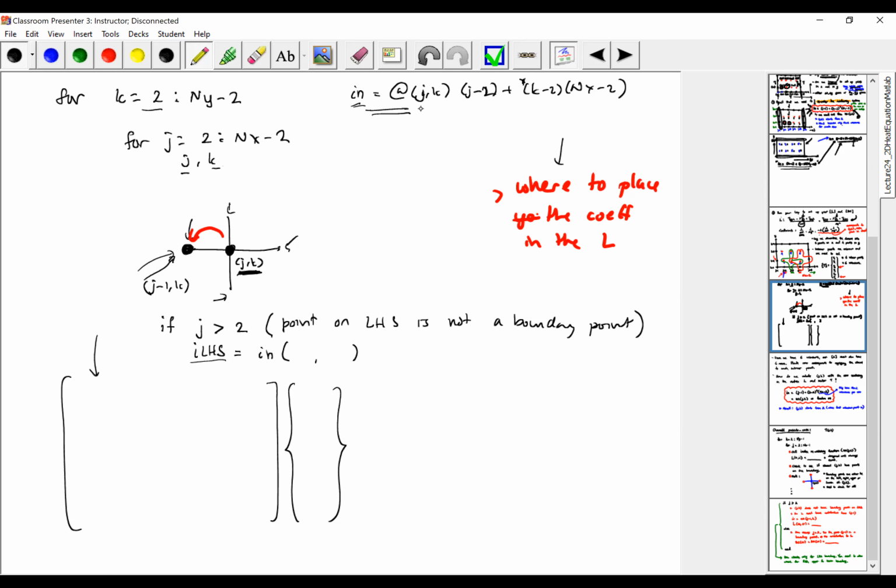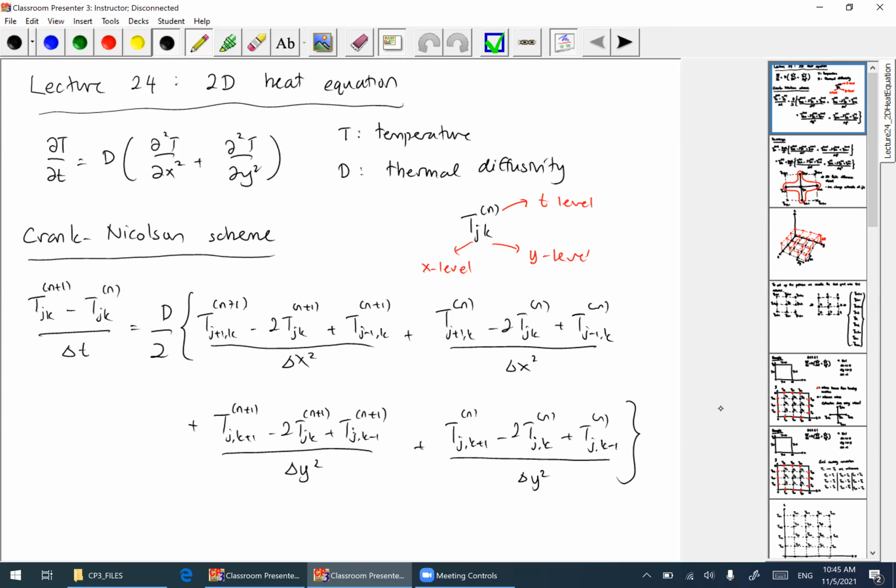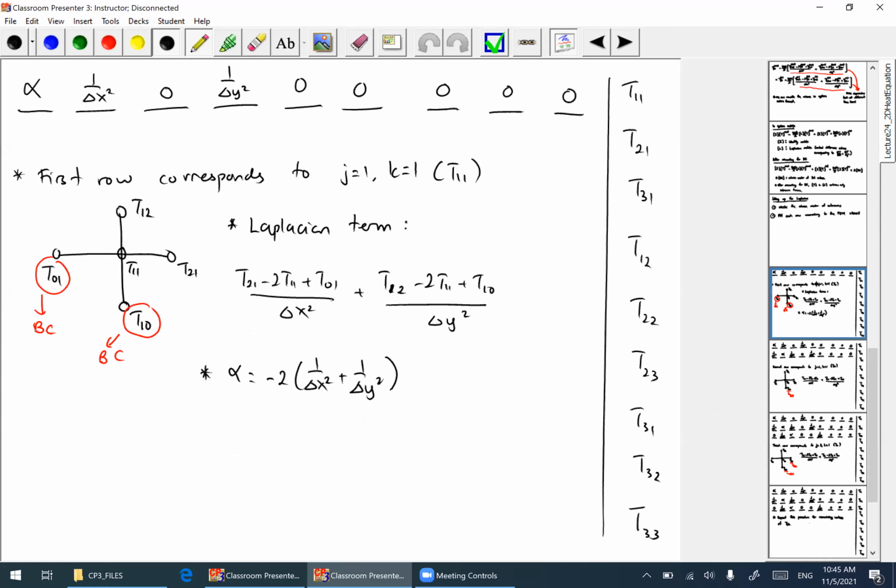In case you're wondering what I'm trying to say here, whenever you apply your stencil, give me a minute, let me open the slides from yesterday. Okay, so these are the slides from yesterday. All right. Whenever you apply your stencil, some of the points are going to be boundary points, and some of the points are not going to be boundary points.